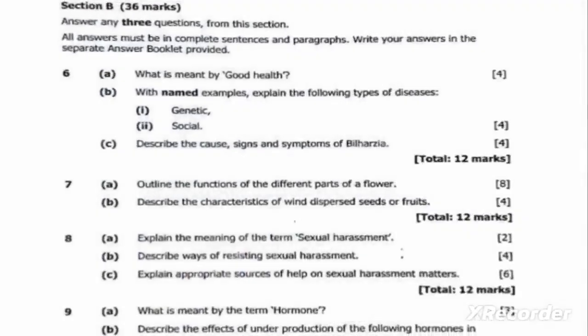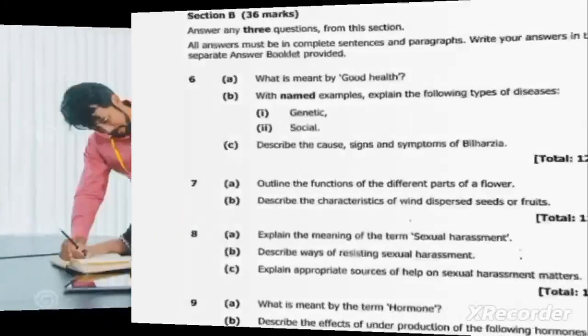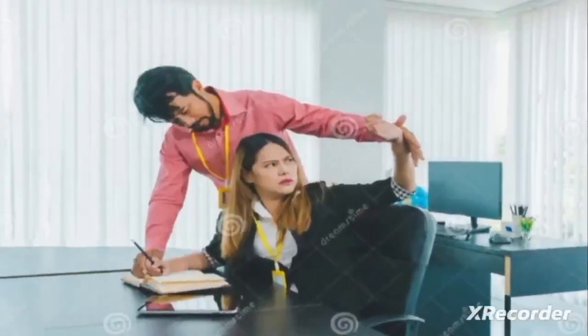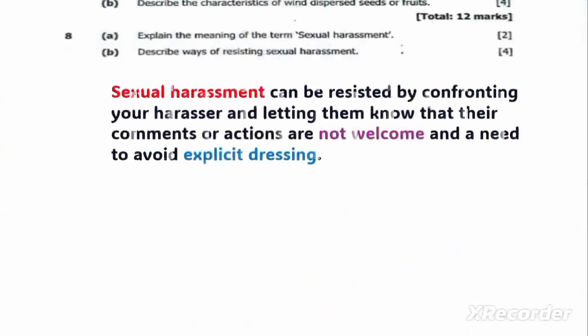The next question, describe ways of resisting sexual harassment. How can we resist sexual harassment? Sexual harassment can be resisted by confronting the harasser and letting them know that their comments or actions are not welcome, and by avoiding explicit dressing.